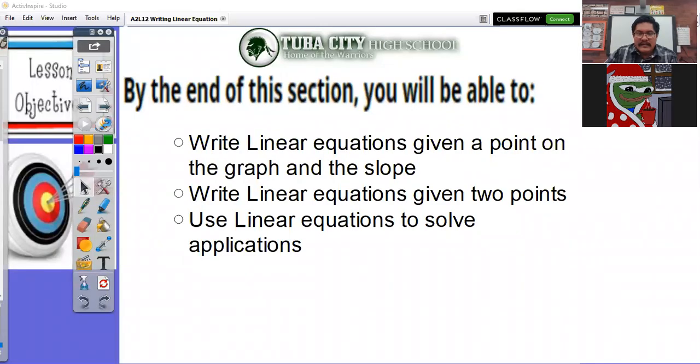All right, so today we are going to write linear equations given a point on the graph and the slope. Also, we're going to write linear equations given 2 points and use linear equations to solve application problems. So those are the 3 main things we're going to cover today.